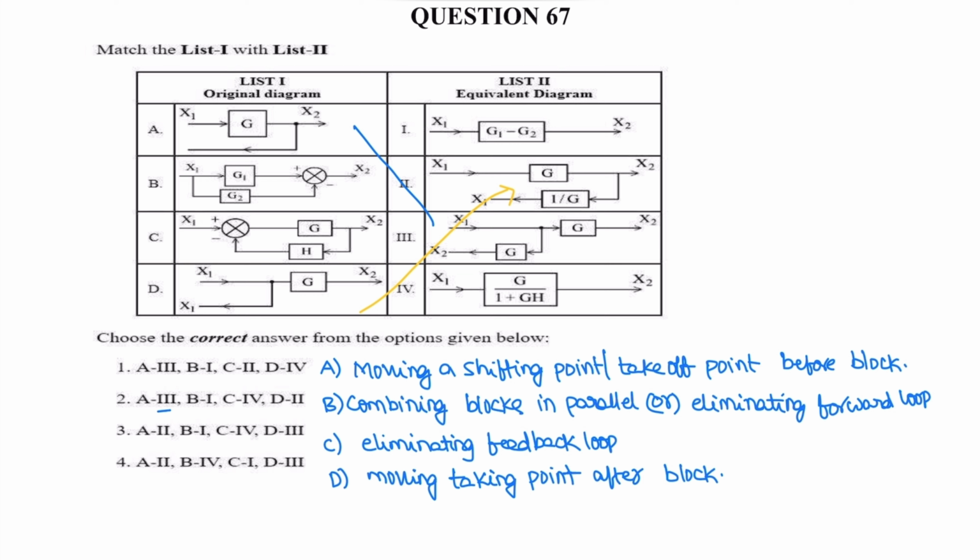Next, statement 3: this is the forward path and this is the feedback path. So this is a feedback control system. The correct option is D. G by 1 plus G(s) by 1 plus open loop, by 1 plus open loop multiplied with closed loop, G by 1 plus GH. So for C it is 4. So that is eliminating the feedback loop. So the correct option is 2.